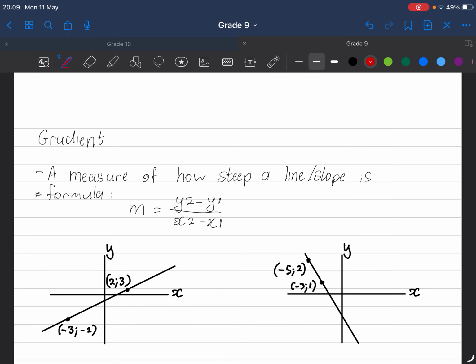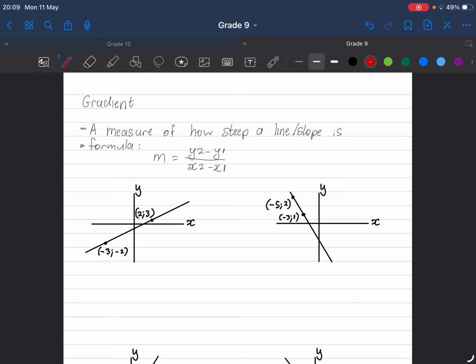We then have something called a gradient, which basically talks about how steep a line or slope is. If you think about walking uphill, if the hill is not so steep, where you can run up it without much of a problem, we'd say it's got a low gradient, or a gentle gradient. But if it was extremely high, like you're climbing a mountain, we say that it's got a steep gradient, or a high gradient.